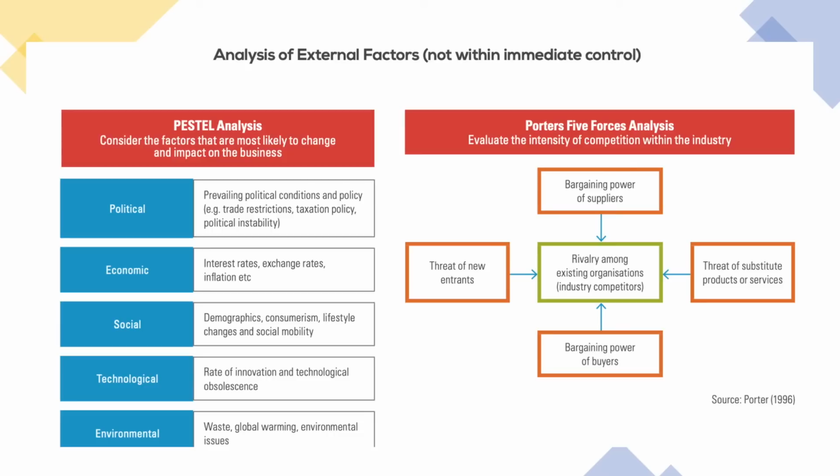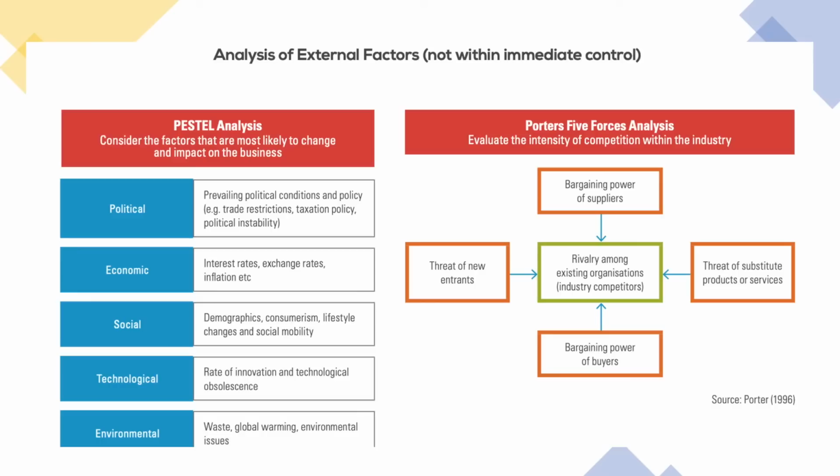We can see how technology and blockchain and these kinds of things are impacting any organization so fast. These are things that cannot be controlled by the organization. So technological things can impact the organization in any way. Environmental: waste, global warming, environmental issues. These are issues that we have to cope with.